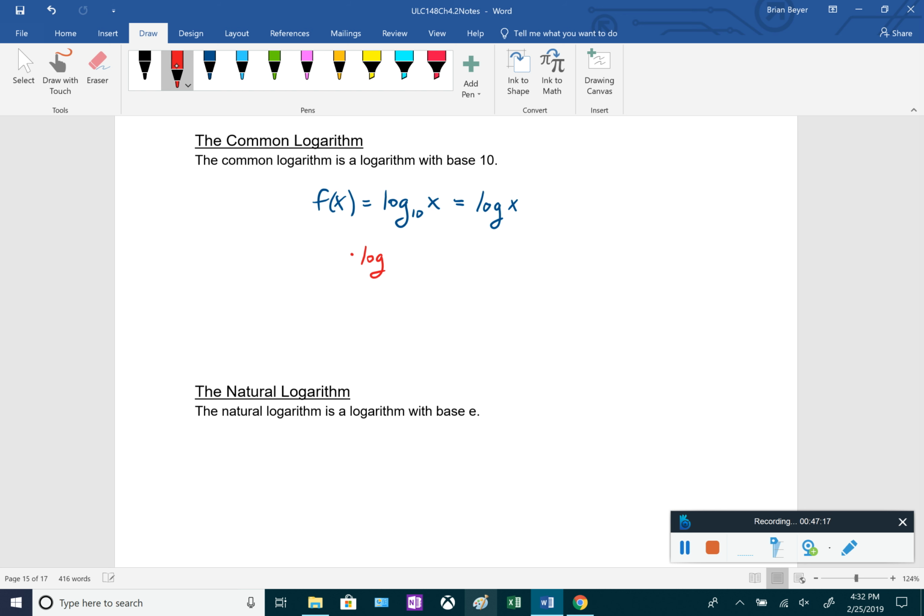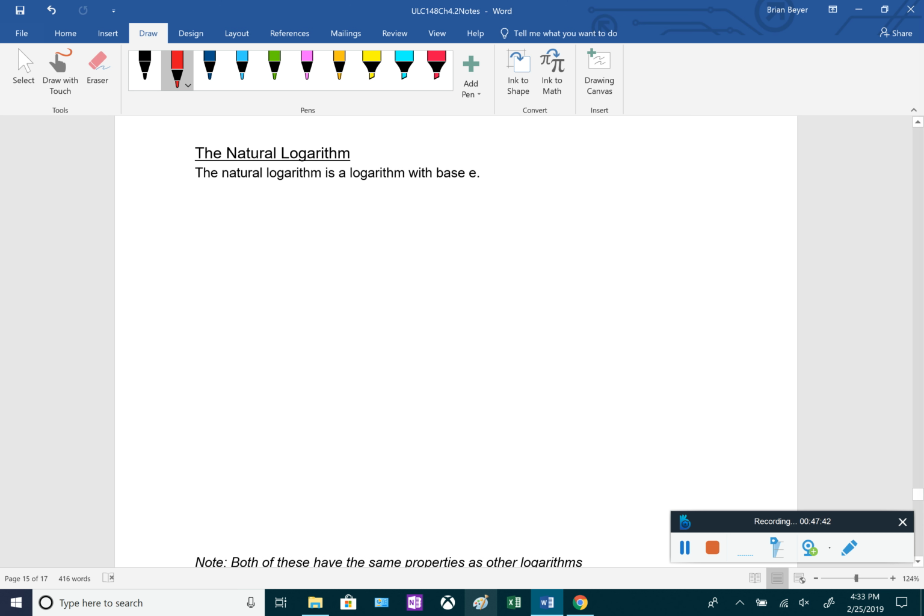Okay, so this is going to be log base 10. For a couple properties, it is going to be the inverse of, I'll call it g of x, g of x equals 10 to the x. So it's the inverse of an exponential because it's a log. It's base 10, so the inverse is 10 to the x. So that's the common logarithm.